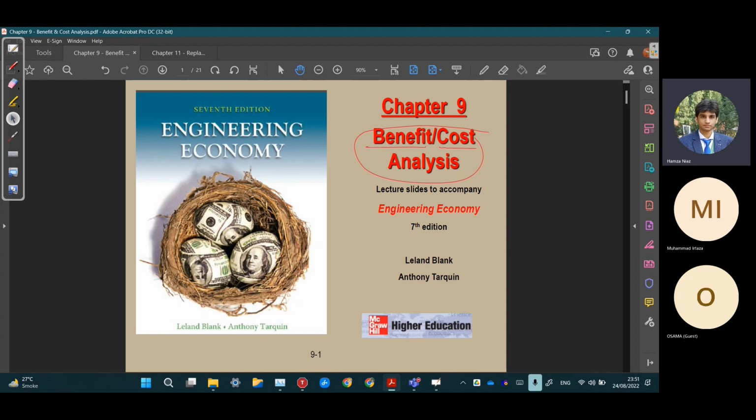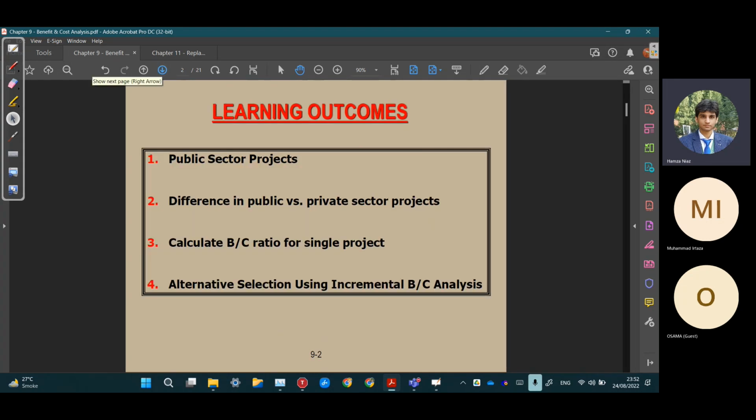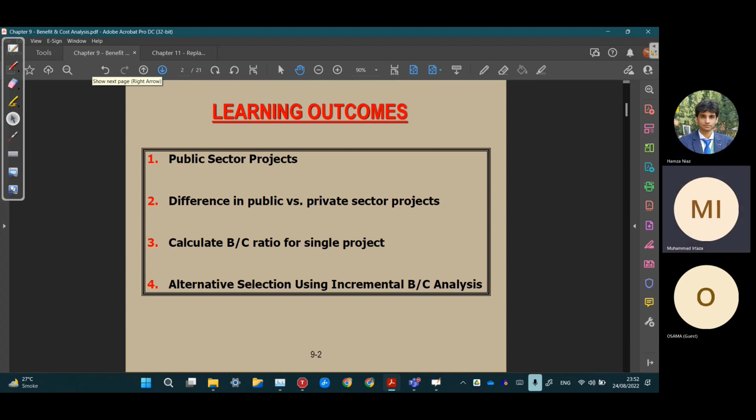If our benefits are greater than the cost, then we move towards that project, because the project is feasible in that case. Otherwise, if the costs are larger, then we are actually getting some loss in that project, so we do not go for that project. This benefit cost analysis is a part of the feasibility study done before the start of any project.